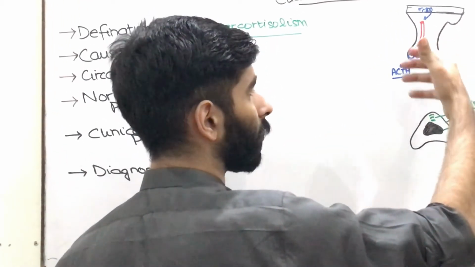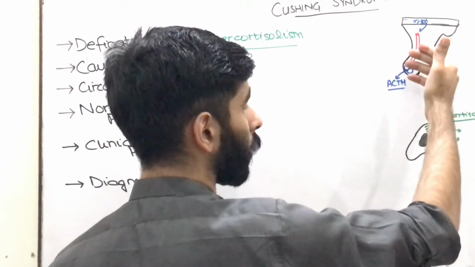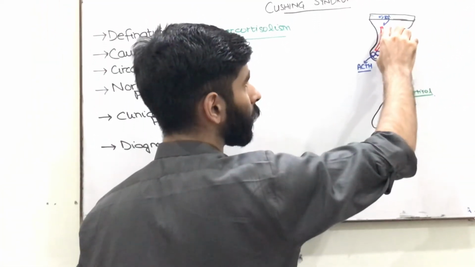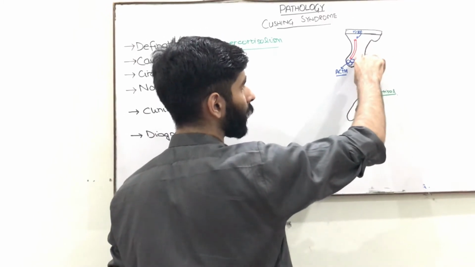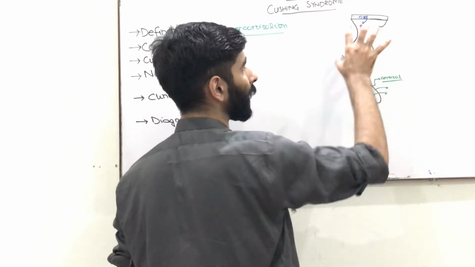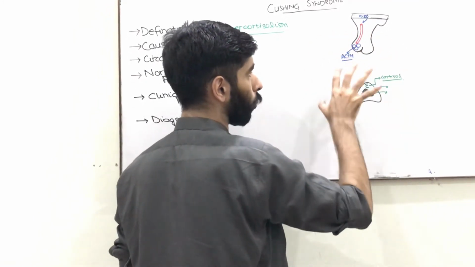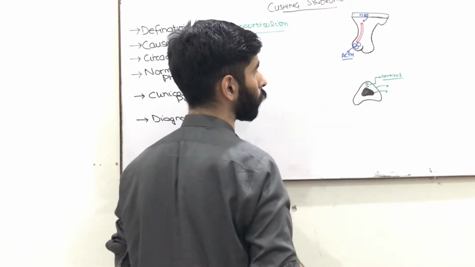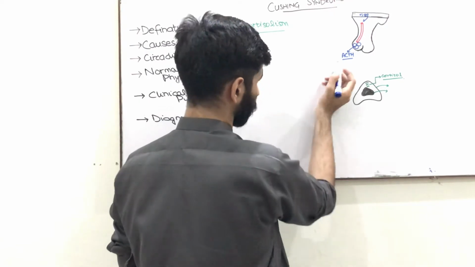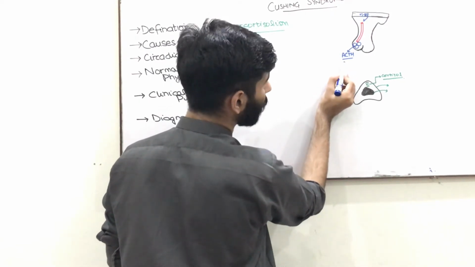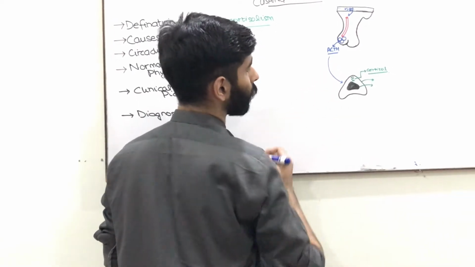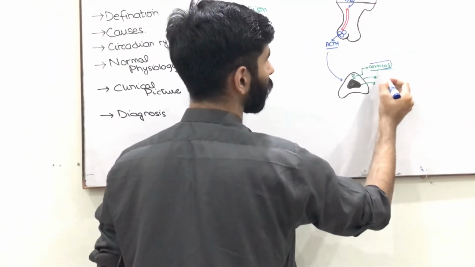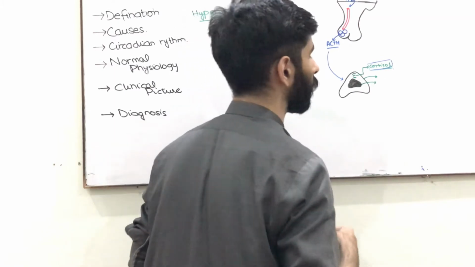There is a hypophyseal hypothalamic portal system. This CRH enters the blood vessels and is carried to the anterior pituitary, where it acts on the corticotrophs and stimulates them to release ACTH, adrenocorticotropin hormone. This ACTH then acts on the zona fasciculata to release cortisol. So the cortisol is released into the blood circulation.